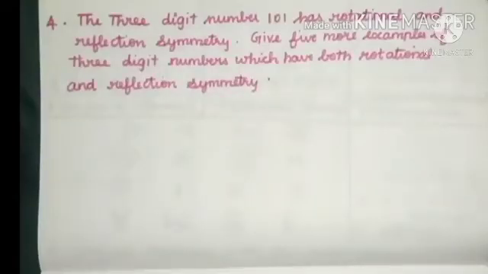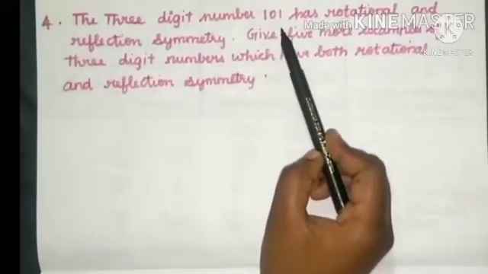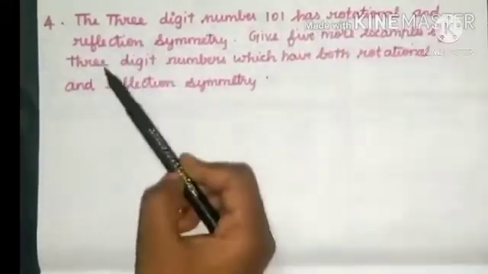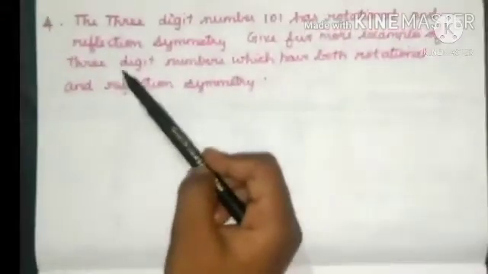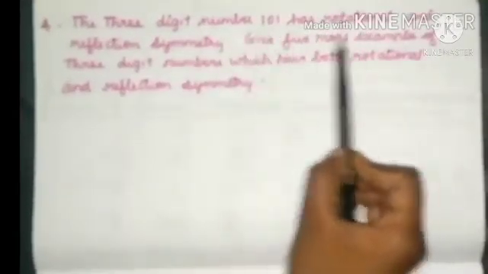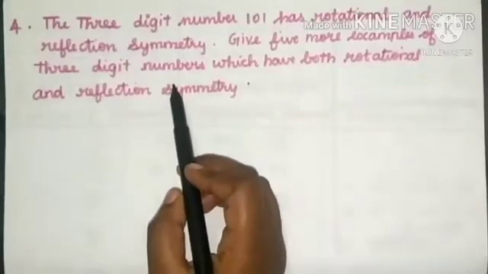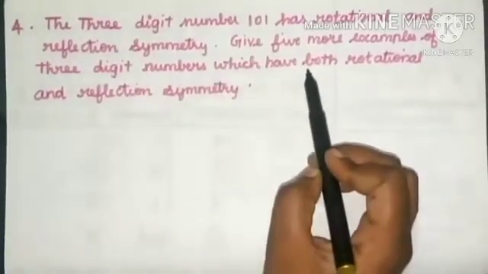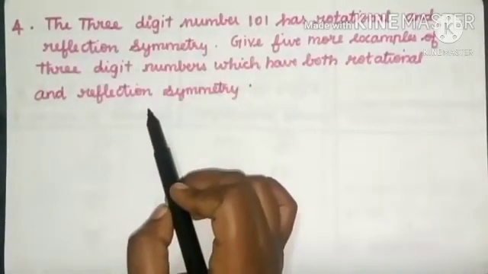Fourth one. The 3-digit number 101 has rotational and reflection symmetry. Give 5 more examples for the 3-digit numbers which have both rotational and reflection symmetry. Students, here the given question is the 3-digit number 101. It has both the rotational and reflection symmetry. Like this we have to give 5 more examples for 3-digit numbers which have both rotational and reflection symmetry.